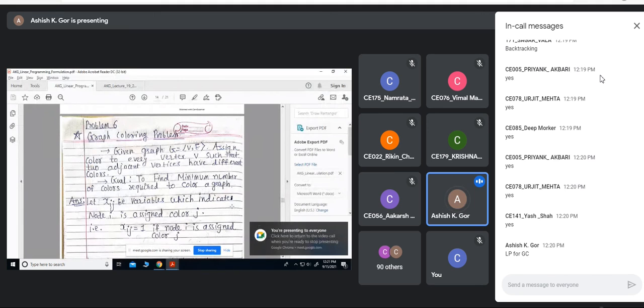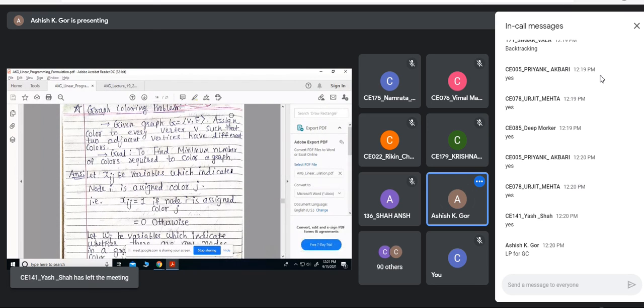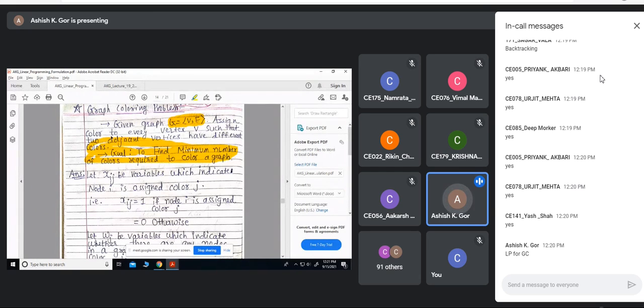Let us see the graph coloring problem. Please see the notations. You are given one graph, G = (V, E). The goal is to find the minimum number of colors required to color the graph. It's an optimization problem. I want the minimum number of colors such that no two adjacent vertices have the same color. All adjacent vertices, meaning connected by an edge, should have a different color.